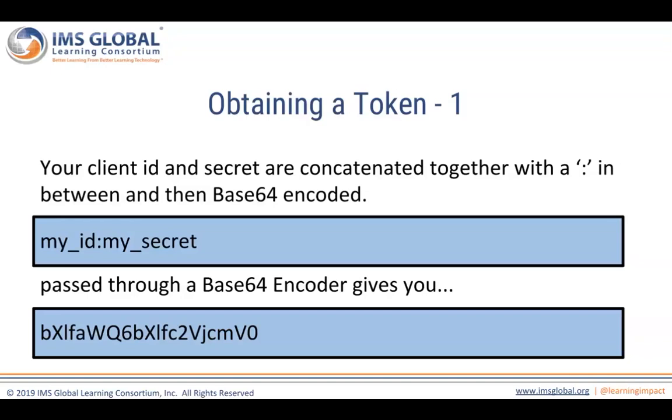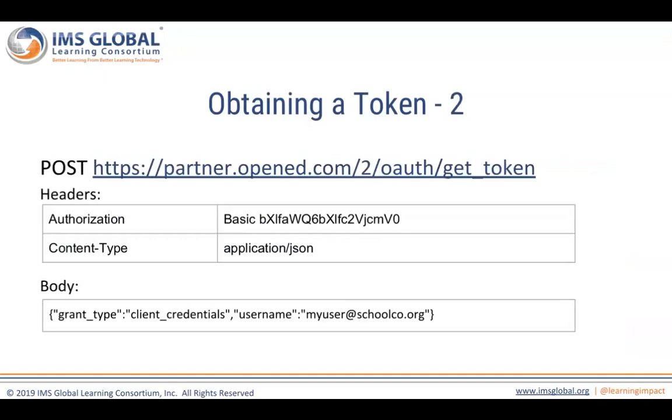So once you have your base 64 encoded version of your ID and your secret, then you're going to need to make a call to the actual token endpoint. So for OpenEd, that means your URL is you're doing a post to this OAuth get token, and then you need two headers in order to be able to get your token. First, you need an authorization header, and this authorization header is where you're going to include that base 64 encoded version of your credentials. Because this is a username and password, this is a basic authentication.